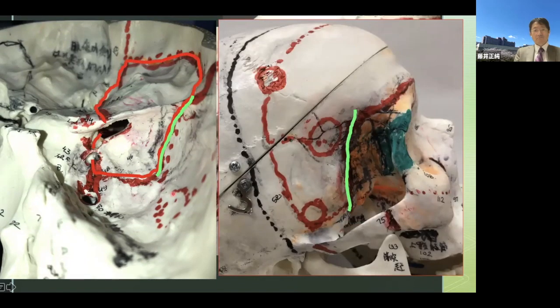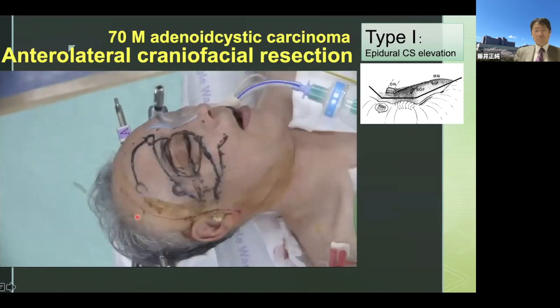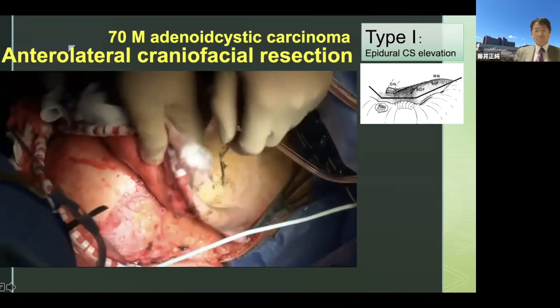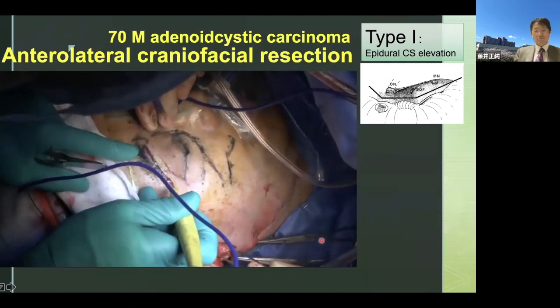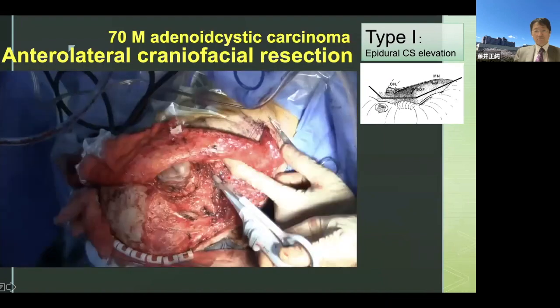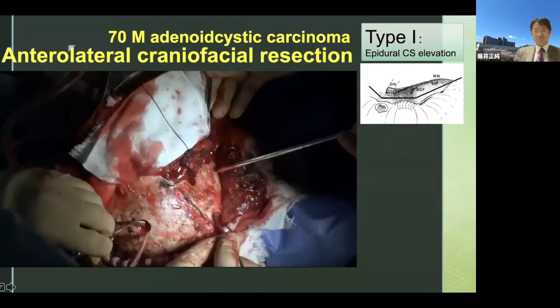This is another angle, and importantly, because the tumor has invaded the temporal bone, we'll cut here and keep this area on the resection side. So let me show you a video. After head fixation, now incising and removing the area of skin, and then here, this part should be kept on the side of the resection.